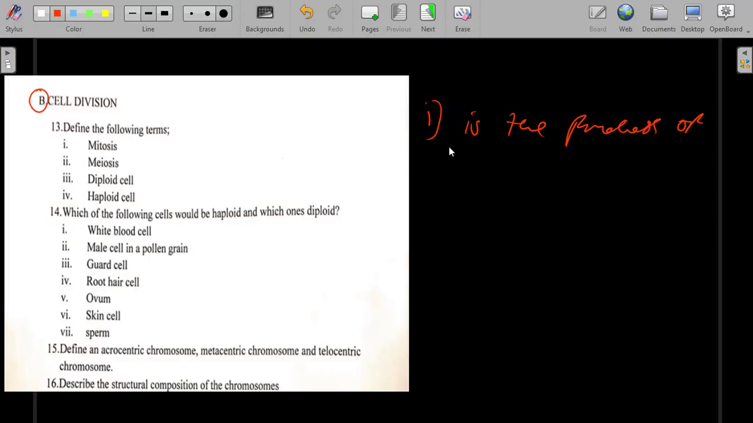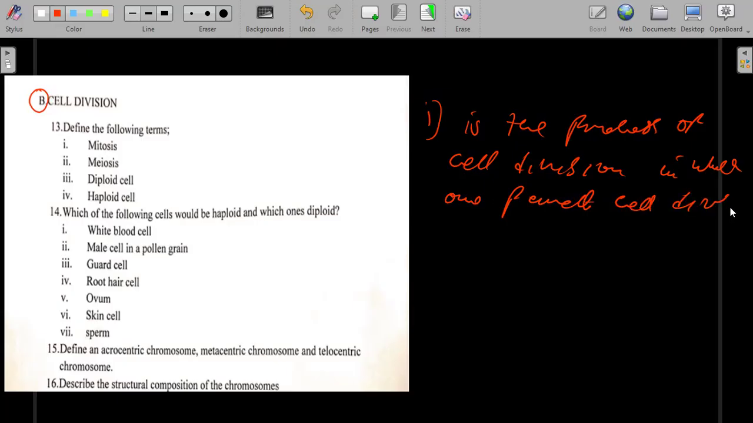of cell division, in which one parent cell divides to produce two identical daughter cells. Okay, so two identical daughter cells.